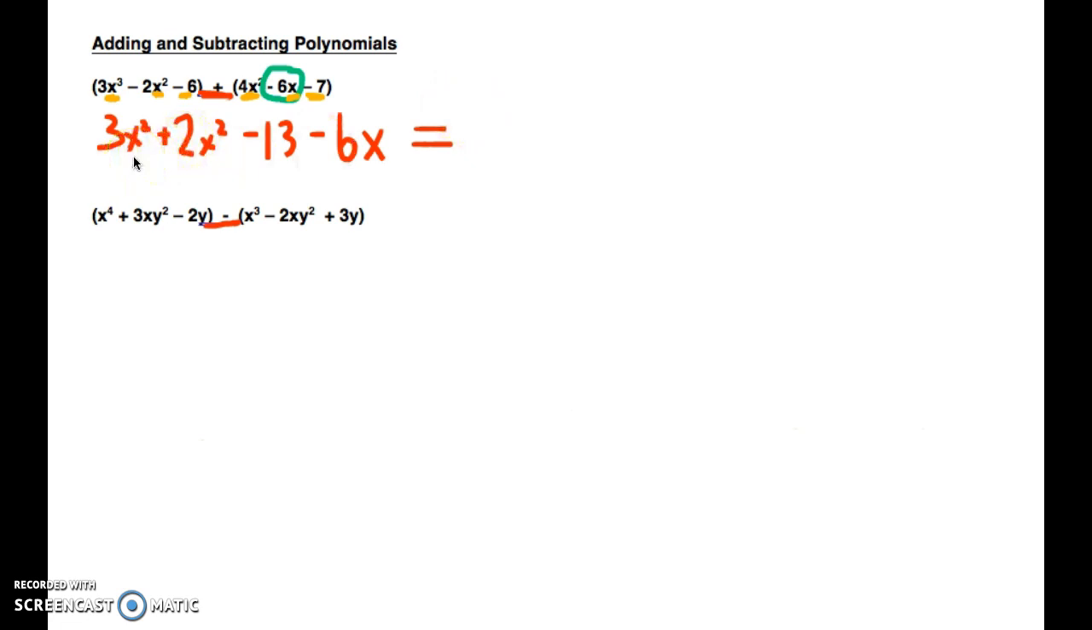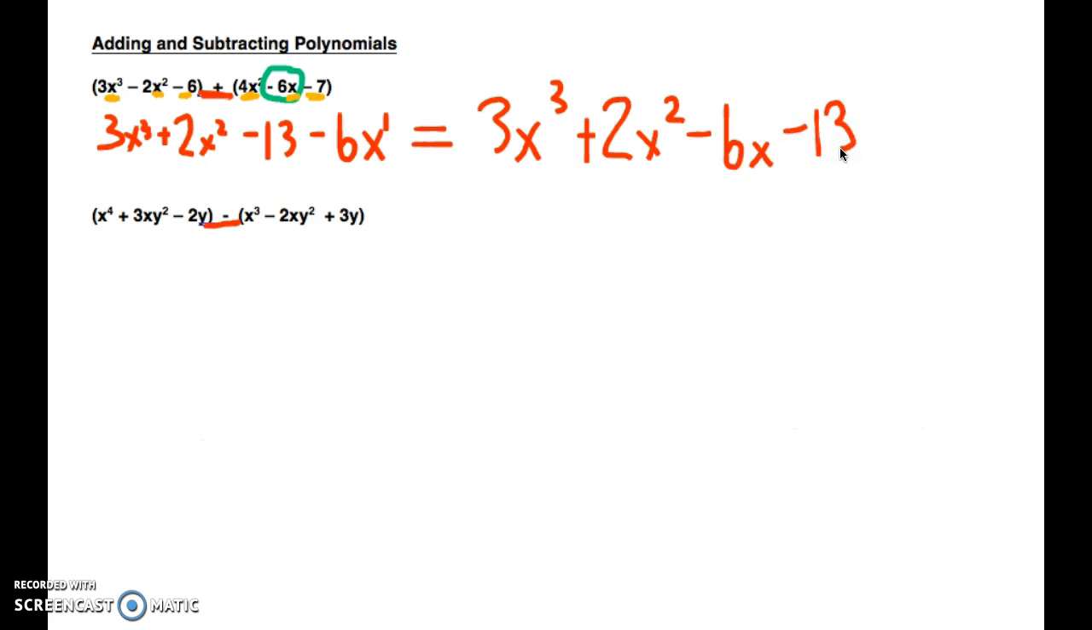So that's the highest degree here. That was a 3. So 3x to the third goes first. Then let's look and see, is there a degree 2 term? Yeah, right there. Plus 2x squared. And then we're going to look at who comes next. Aha, I have a degree 1 term. He's going to come next. And then lastly, I have my constant at the end, negative 13. When I add, all the signs stay the same.